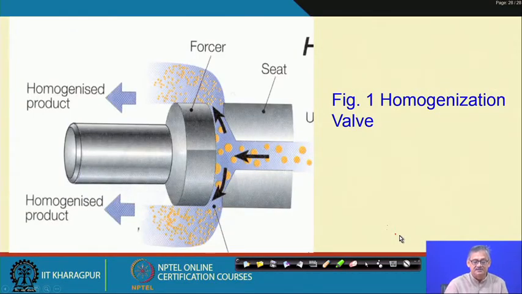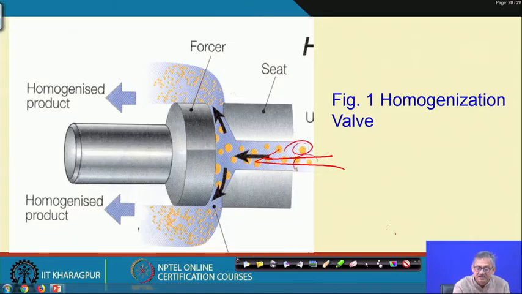So, this is where homogenization is being done. Milk is flowing like this, right. These are the bigger fat globules, they are moving through this slit. This is the slit gap, right. So, through this slit it is going.